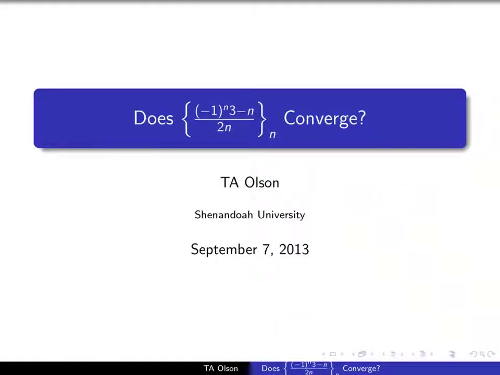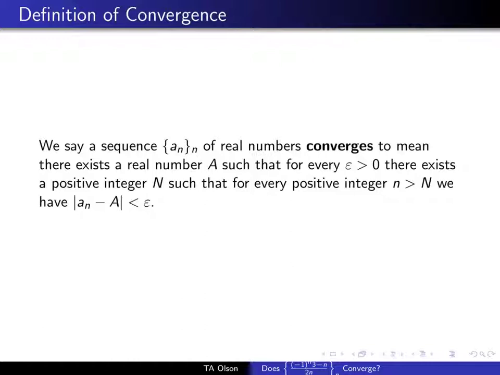All right, so what we're going to try to do is show you a basic idea of a proof that a particular sequence converges. This is our particular sequence. For something to actually converge, it needs to satisfy the definition that we have chosen for convergence.